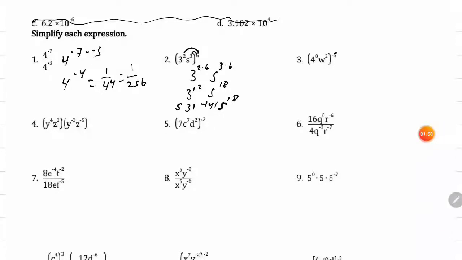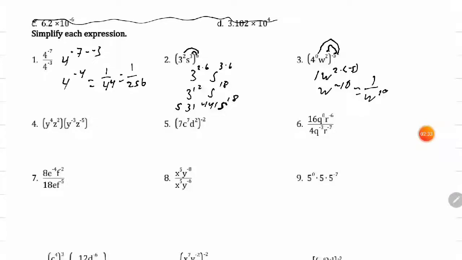So this number 3, distributing again. 4 to the 0 times negative 5 is still 4 to the 0, so that becomes 1. Anything to the 0th power is 1. And then we have w to the 2 times negative 5. So that becomes w to the negative 10. We don't like negative exponents, so this is 1 over w to the 10th power.